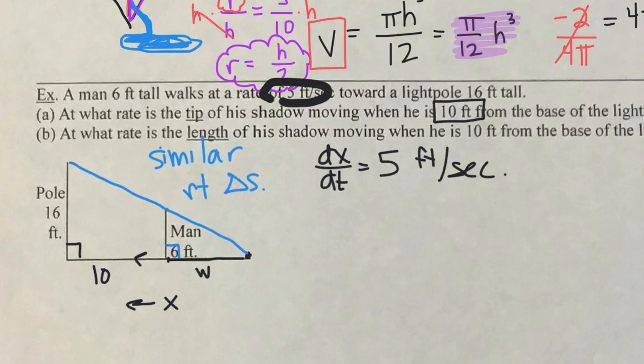So let's write our proportion. Looking at the big triangle, what is the height of our pole? That's 16 over what is the base of my triangle?